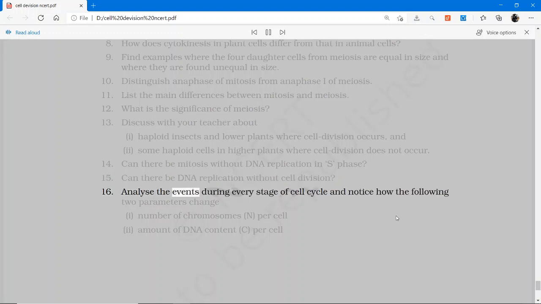16. Analyze the events during every stage of cell cycle and notice how the following 2 parameters change. 1. Number of chromosomes, N, per cell. 2. Amount of DNA content, C, per cell.